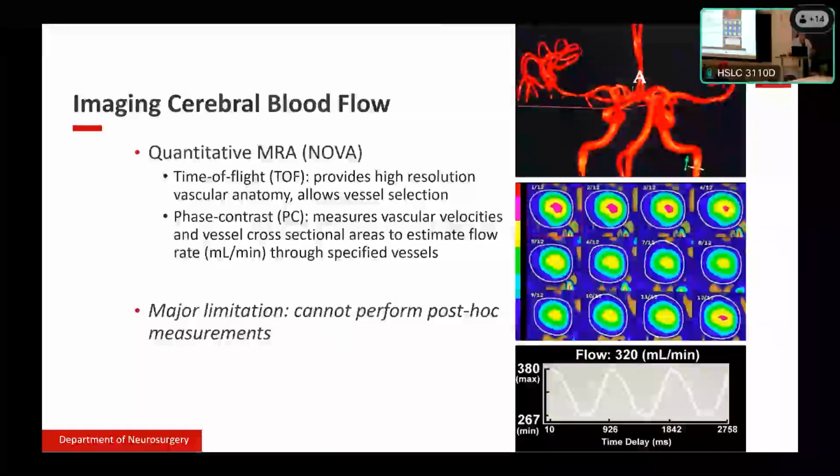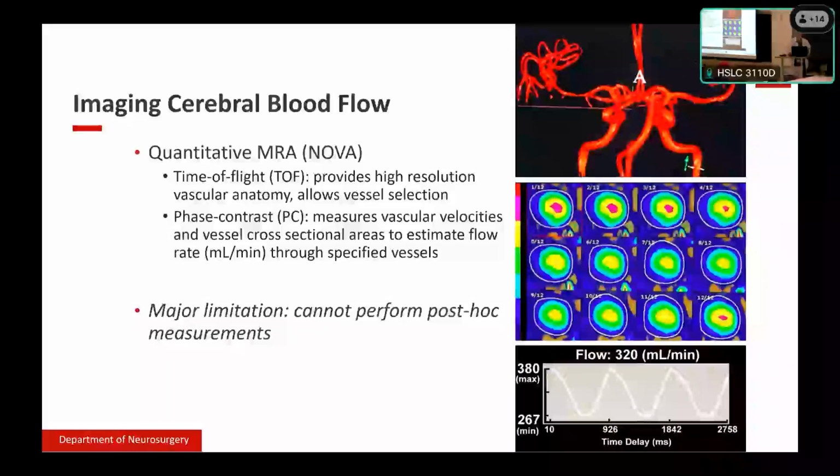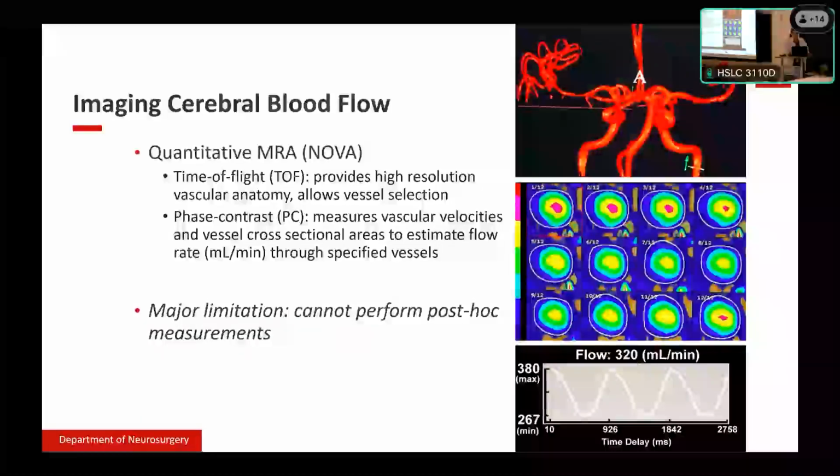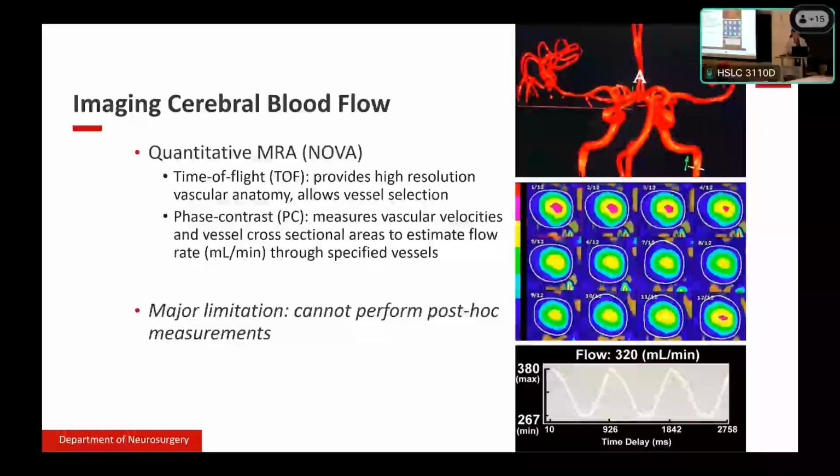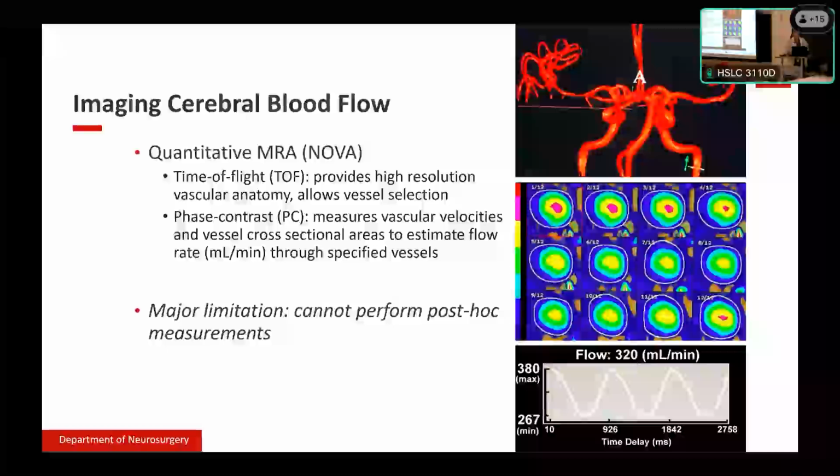However, there is a huge limitation to this, and it's something that we also had issues with: you can't perform post hoc measurements. Basically, once you get your three-dimensional reconstruction from the time of flight, you choose what cuts you want to use for measuring the blood flow on the phase contrast when you come back in. And so it's almost impossible to get blood flow in a place that you haven't already chosen. On the flip side, what we have here at UW is amazing.